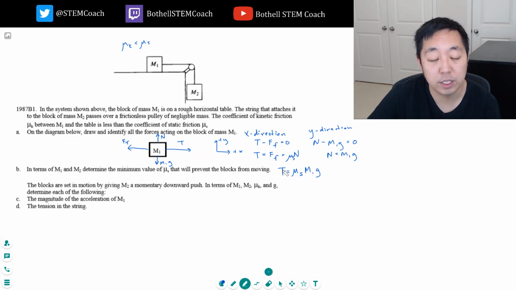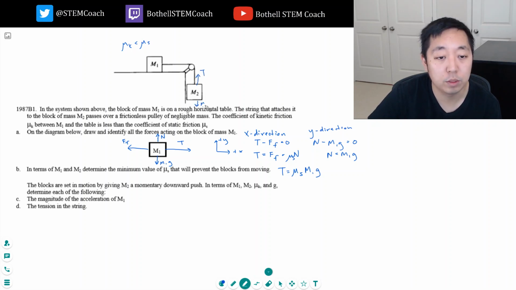I don't know what the tension is. So to find T, I have to look at this object, because this is the one causing the tension, right? It's got tension on the rope pulling up, and it's got M2g down here. If this block isn't moving, then this one can't be moving either. It can't be accelerating. So the net force on it is T minus M2g equals zero, or T is equal to M2g.